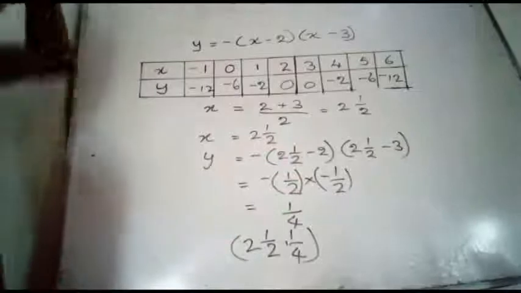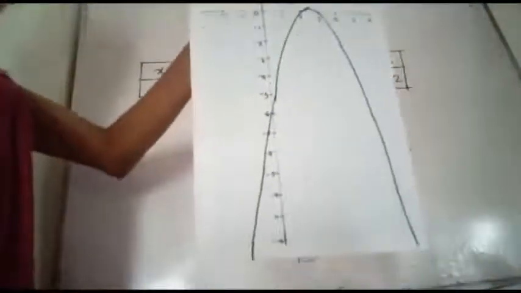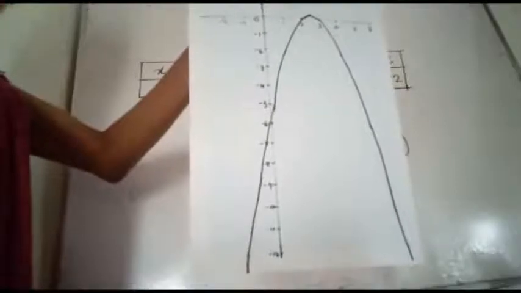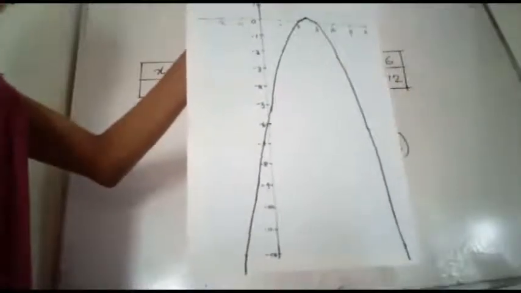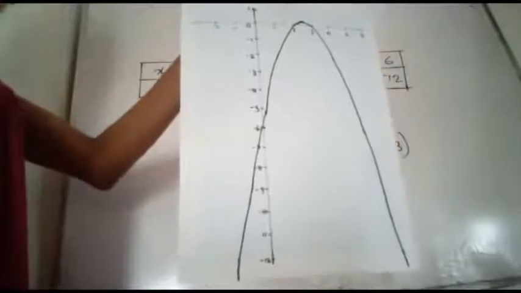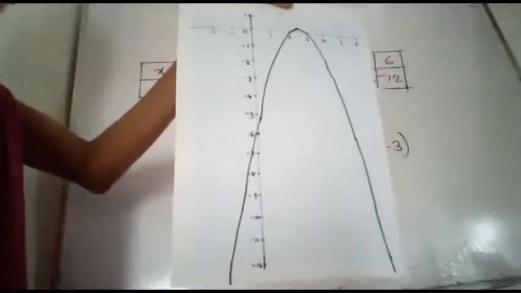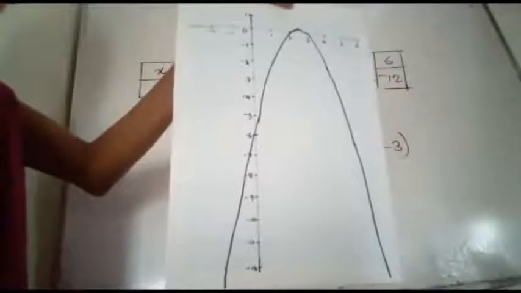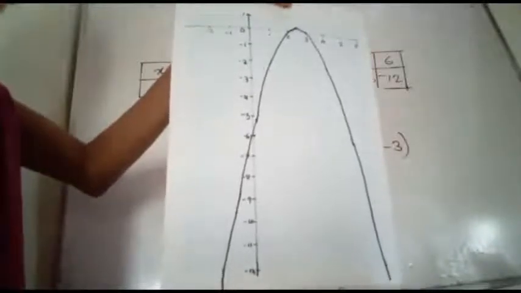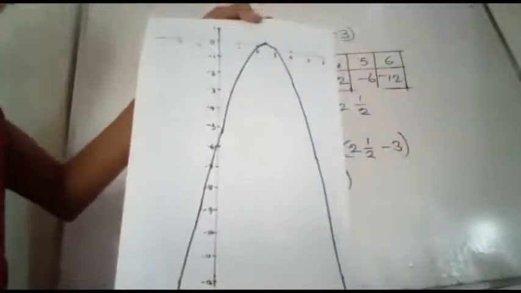Here is the graph of this. Yes, 1/4 is a fraction; in decimal it is 0.25. Correct.